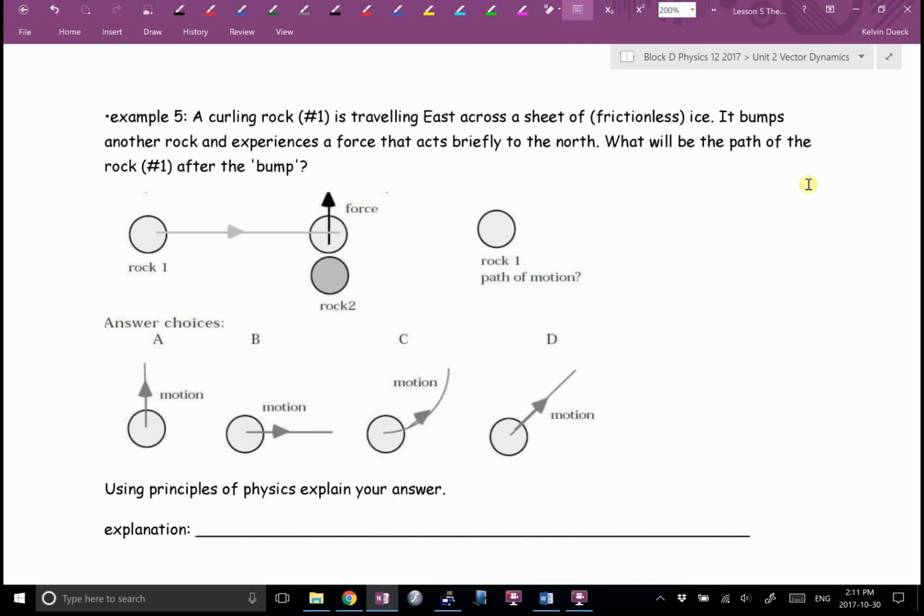Who says A? Get pushed straight north. Who says B? It's going to keep going in a straight line at a steady speed. Who says C? It's going to travel in a circle. Who says D? Convince me.